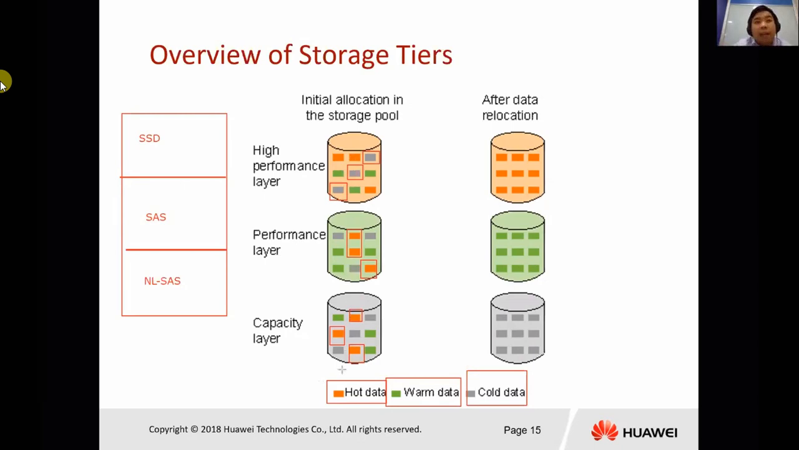So to migrate this kind of data, let's say that you already put the hot data into the nearline SAS. How do you migrate? You can't migrate by default. You have to use the smart tier to do the migration. When you enable the smart tier, it will perform the data relocation. It will determine all the hot data and put everything into the SSD, all the warm data into the SAS, and all the cold data into the nearline SAS. They will do the relocation for you. So that is the main function of the smart tier, doing the relocation.